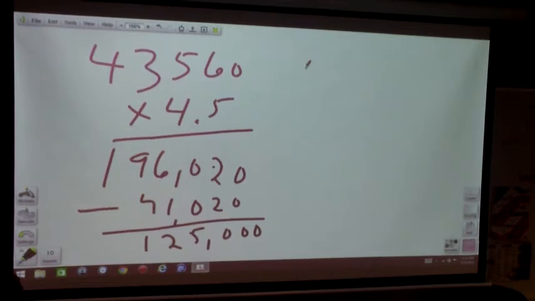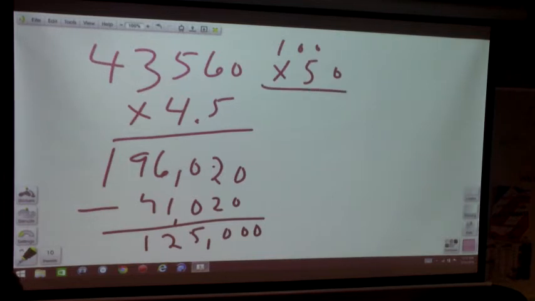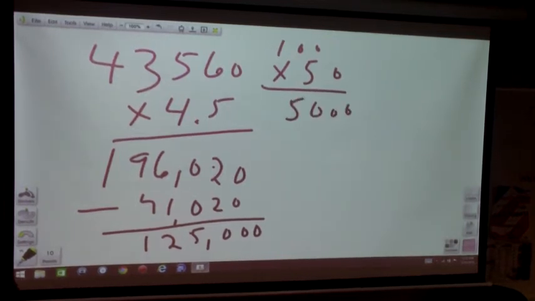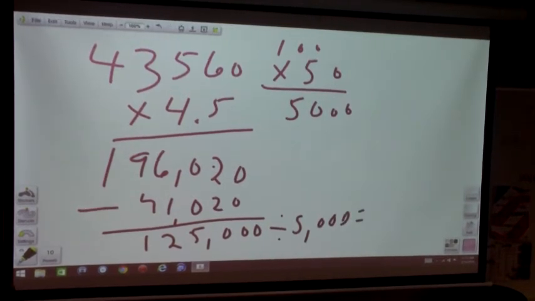The lots are 50 by 100, so the lots are 5,000 square feet. We have 125,000 divided by 5,000, and that gives us 25 lots. 25 lots can be built there. That's kind of a long one, but just a matter of bearing with it.